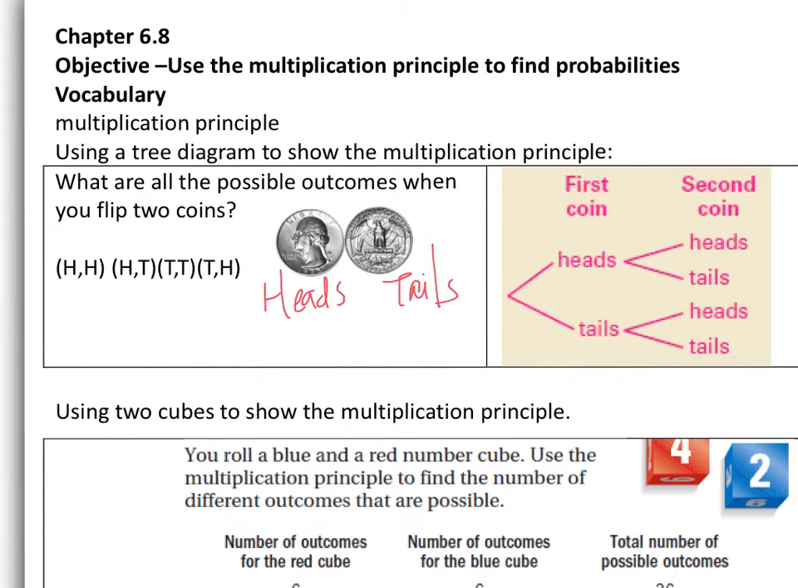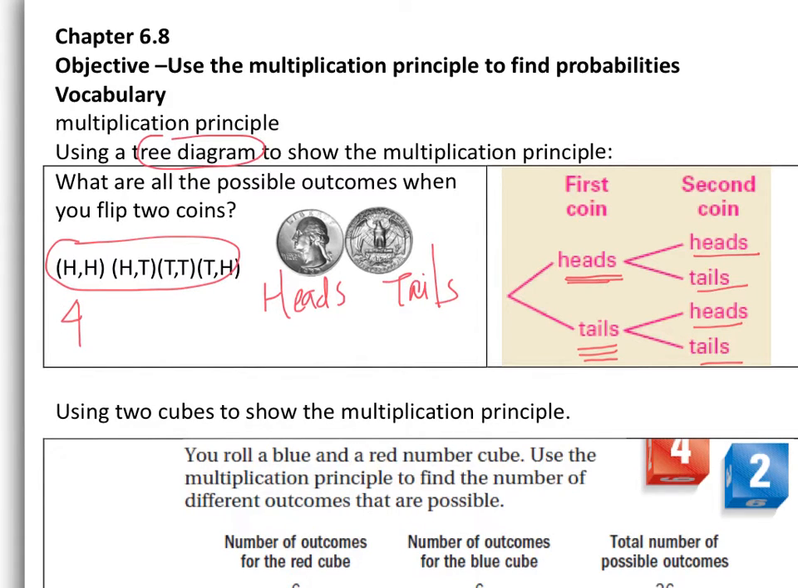Okay, let's take a look at the tree diagram to the right. When you flip the first coin, the only possible outcomes are a heads or a tails. When you flip the second coin, you could have a heads with a heads or with a tails, or tails with heads, or tails with tails. So that comes out to be a total of 4 possible outcomes.